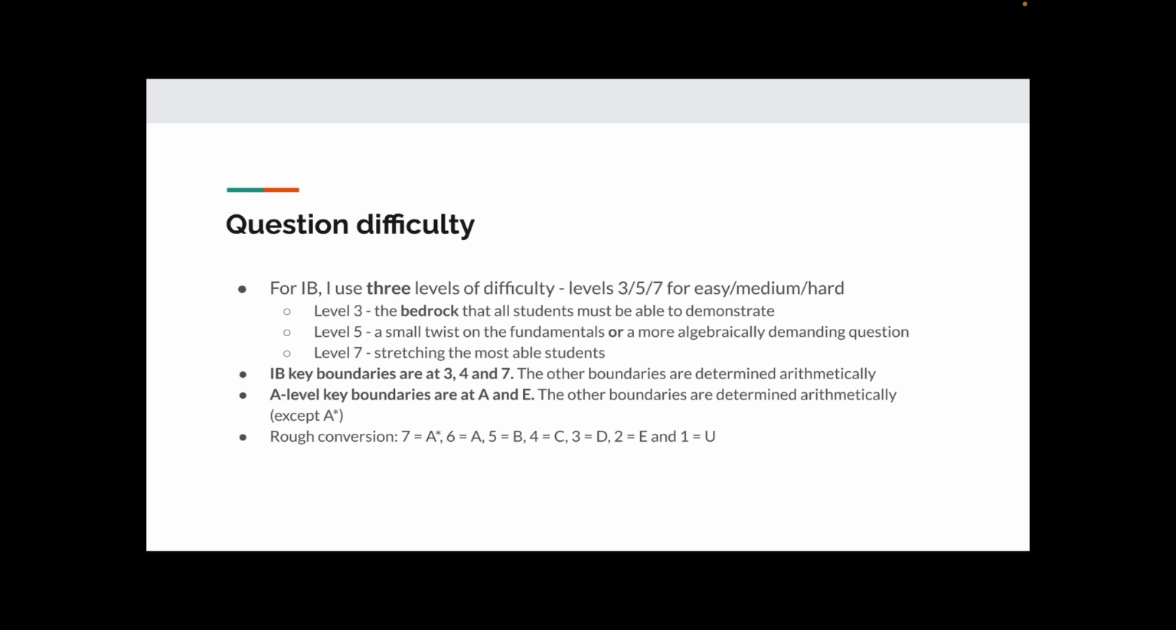The IB key boundaries, aka the boundaries that the team of examiners will decide together, are grades 3, 4, and 7. This means that after all the exams are marked, some examiners gather in a room, and they will determine what performance on the actual paper will correspond to grades 3, 4, and 7. The other boundaries are determined arithmetically. It's basically the same process for A level, except that it is determined at grades A and E.